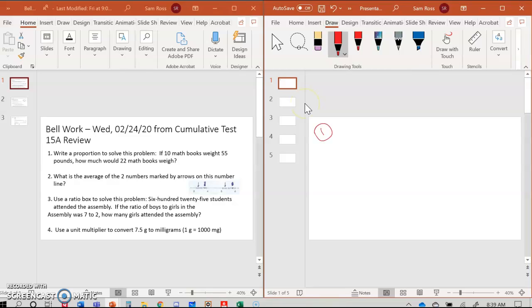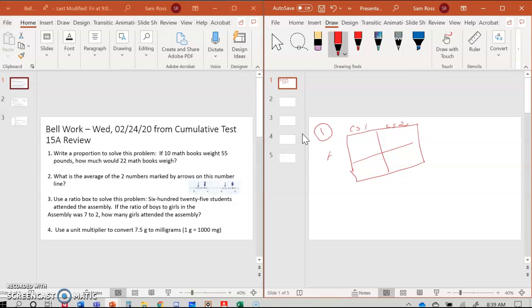So number 1, it says, write a proportion to solve this problem. And this is a case 1, case 2 problem. Why can't I write straight today? Only the good Lord knows. Let's see. So case 1, case 2.